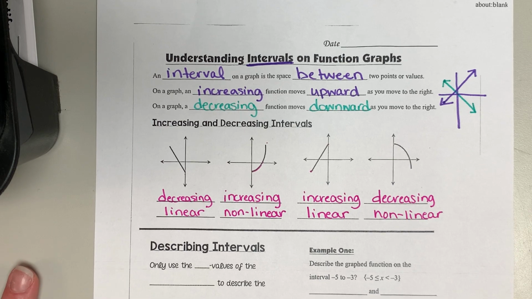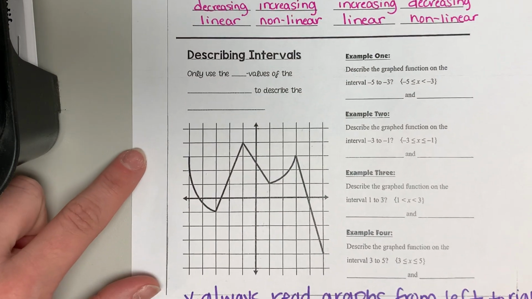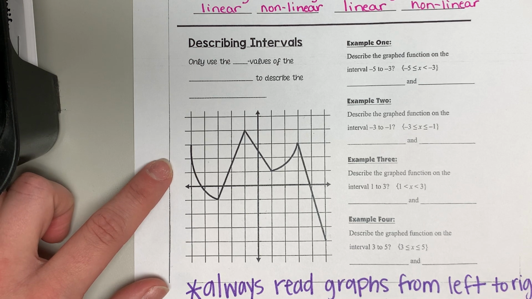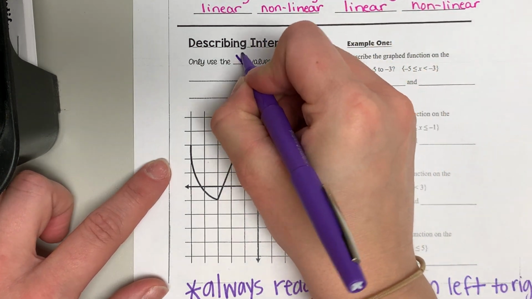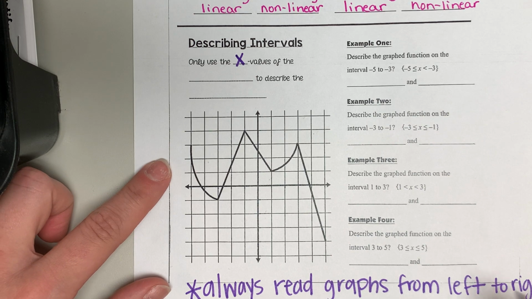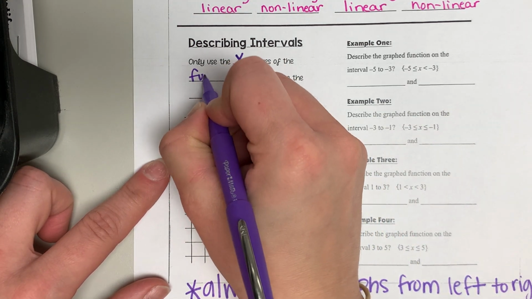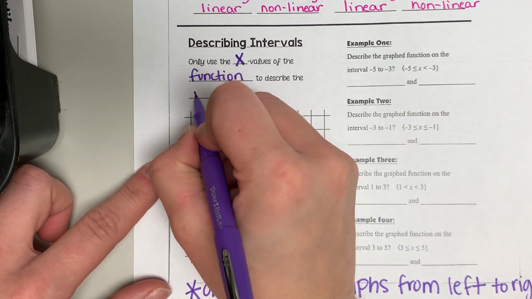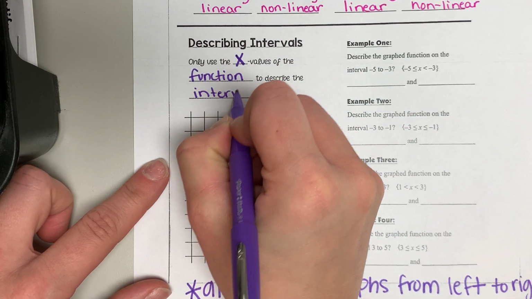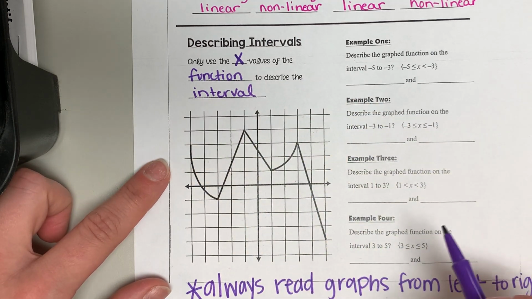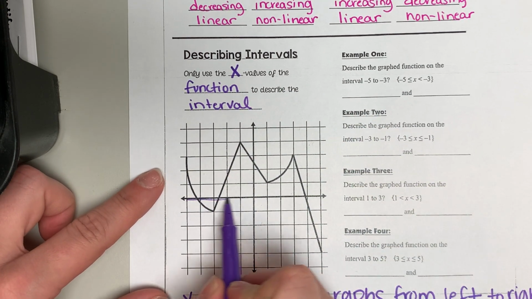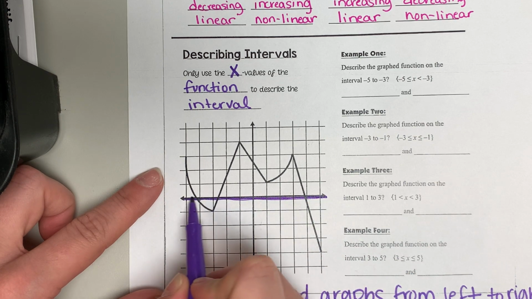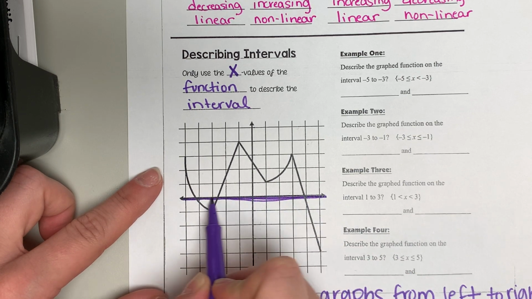Okay, so let's look at describing intervals. When you're describing, only use the x values of the function to describe the interval. So you're only going to look at the x-axis between the x numbers. Let's look at some examples over here.